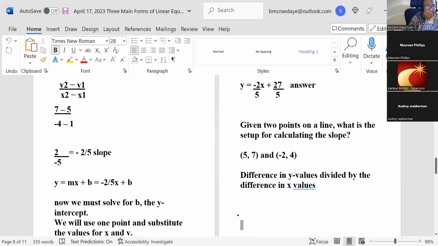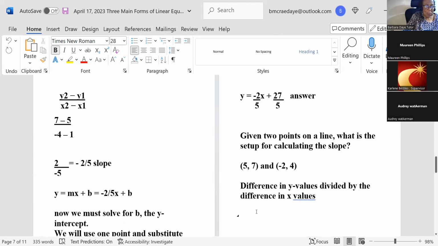Maureen, you got it? I set up 5 for X and 7 for Y, and -2 for X and 4 for Y. Okay, now tell me the setup. Setup is the difference in y values divided by the difference in x. So what would that look like? I don't know. That's a subtraction, Maureen. Let me go back up here. Okay, let me just write it for you.